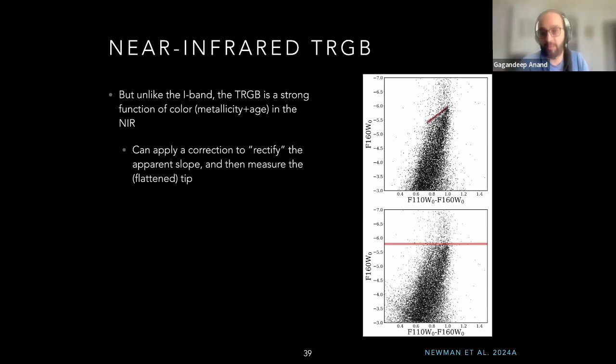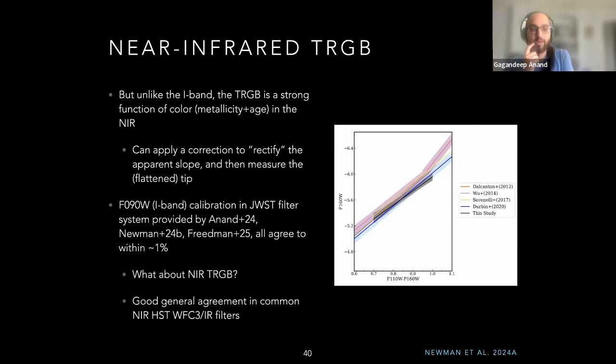And so I'm showing one example here, but many of those papers I listed on the earlier slides also show good examples. You can rectify the slope. So that is, you measure the slope in your tilted color magnitude diagram, and then you flatten the slope out, and you can basically do your TRGB measurement as if it was flat in the first place, like the I-band. And so what does that look like? Well, there's good agreement in the near infrared HST filters. This is from that same paper by Newman et al. You can see the calibrations overlap pretty well.